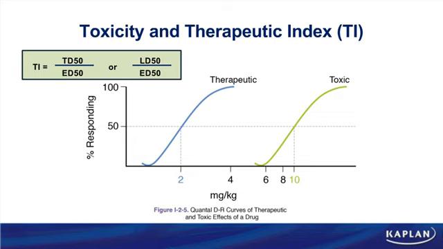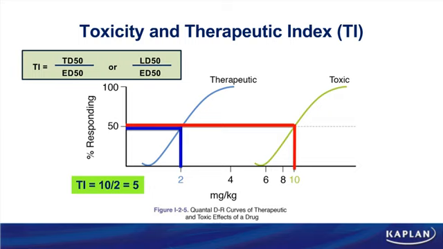So can you calculate the therapeutic index given this graph right here? Sure you can. If you look at the therapeutic curve, if you go to the 50% mark, go over to the curve for therapeutic, and come down to the x-axis, you see it corresponds to 2 milligrams per kilogram. You do the same thing for the toxic curve, go up to 50%, go over, and come down. You see that it corresponds to 10 milligrams per kilogram. So what's your therapeutic index? 10 divided by 2, which equals 5. The therapeutic index for this drug is 5.